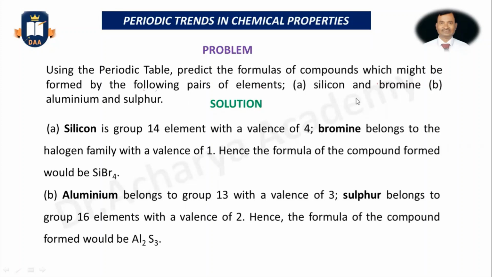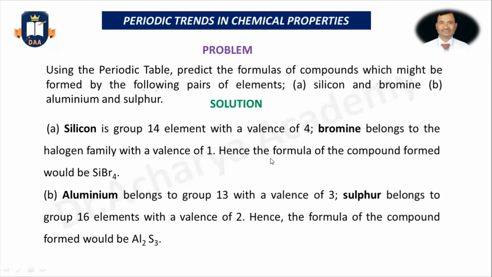First, we have to arrange these elements as per their groups. So silicon is a group 14 element with a valence of 4. And bromine belongs to the halogen family. We know that in the halogen family, every element has a valence of 1. So bromine also has a valence of 1.